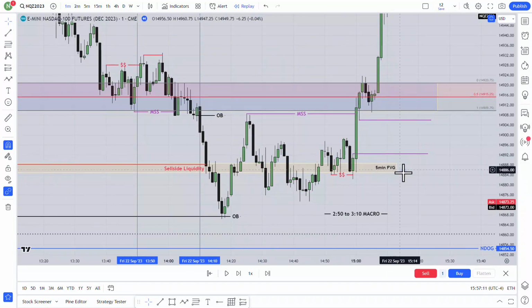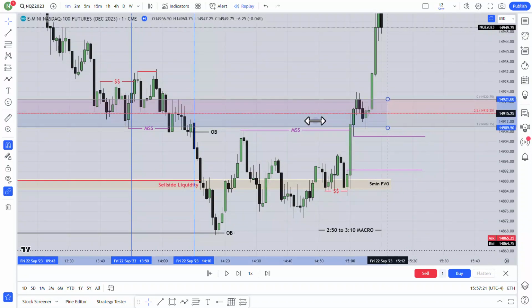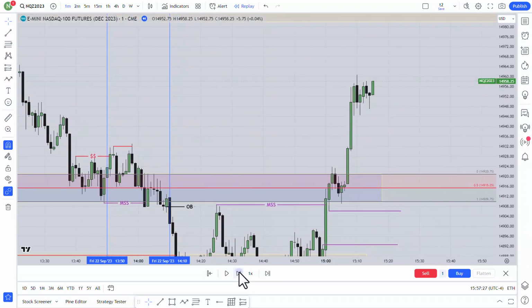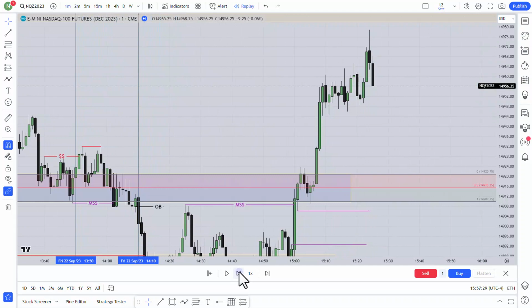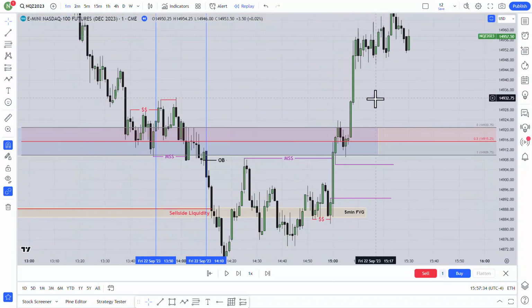So there was the PM session as well, but unfortunately I missed that entry. It didn't come over here. Instead of that, it used this fair value gap and went higher. And if you see, it went very high over there. It would be a very nice trade, but I missed it as well. Sometimes I miss trades. I take losing trades. This is all part of this game.